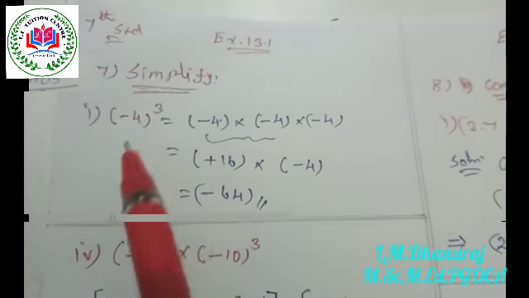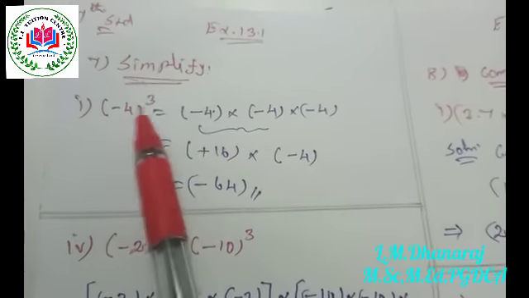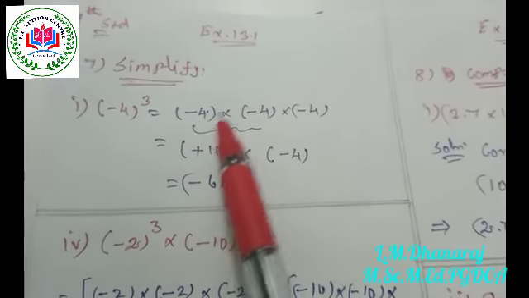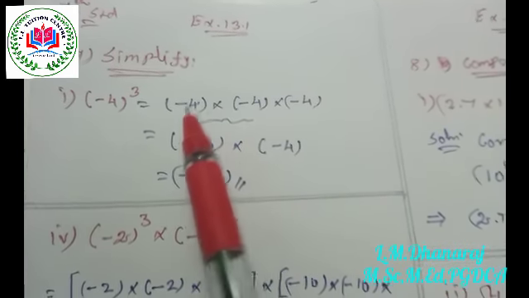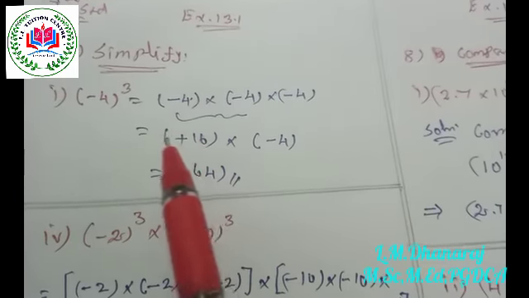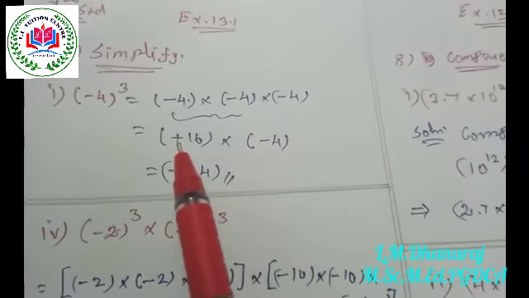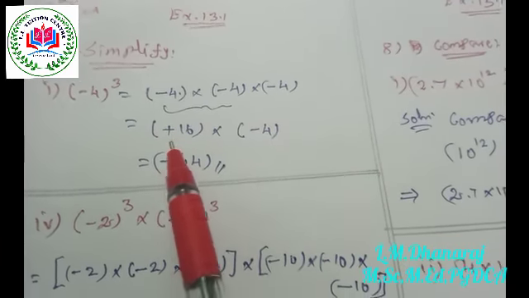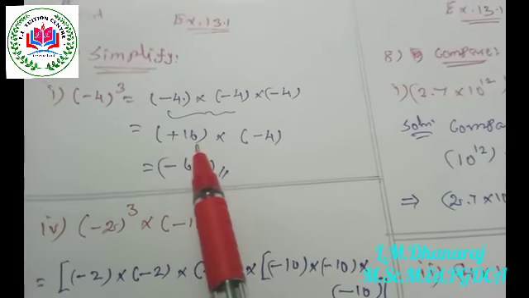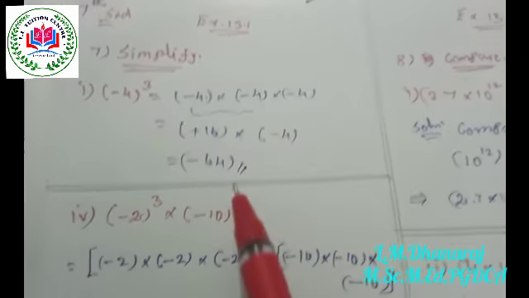For the 7th Roman letter, we have to simplify minus 4 power 3, which means minus 4 into minus 4 into minus 4. First, multiplying the minus 4s, minus into minus will be plus. 4 4s are 16 into minus 4. Now this is plus and this is minus, so plus into minus is minus. 16 into 4 is 64. Minus 64 is the answer.